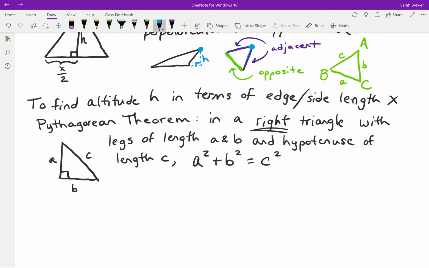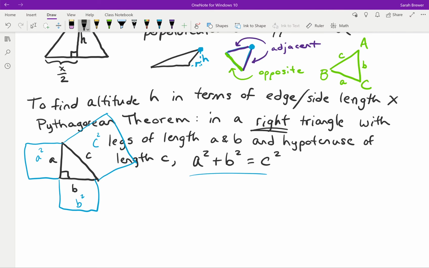And there are a lot of interesting proofs for this. I'm not going to prove this. You can look that up. But basically, if you were to draw a square on each of these sides, the area of this one would be a squared, the area of this one would be b squared, the area of this one would be c squared, and if you were to add those areas up, they would hold in this relationship.